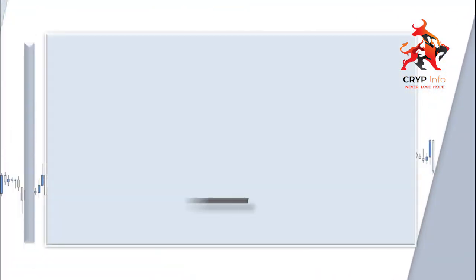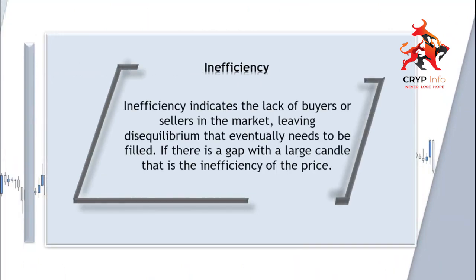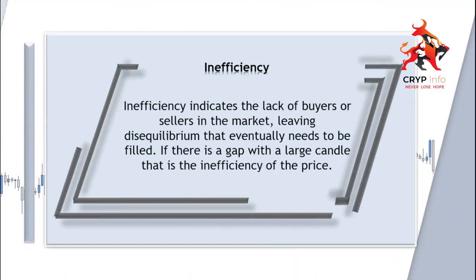The fifth principle is inefficiency. Inefficiency indicates the lack of buyers or sellers in the market, leaving a disequilibrium that eventually needs to be filled. If there is a gap with a large candle, that is the inefficiency of the price. Let's take a look at inefficiency in price action.